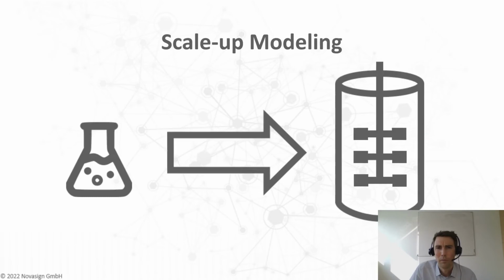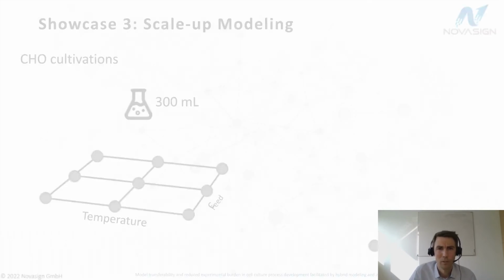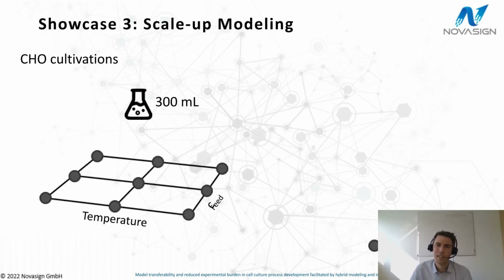The third showcase I want to share with you is process scale-up modeling. In this case, we took a CHO culture, and the idea was to train a model on shake flask experiments and then to apply it on the 15-liter scale. So it's a factor of 50 scale-up, and we want to apply the knowledge from the small scale on the larger scale to find the optimum process condition on the larger scale.